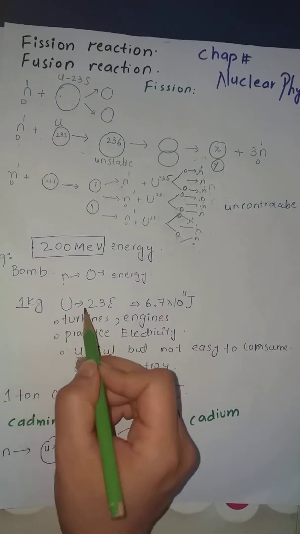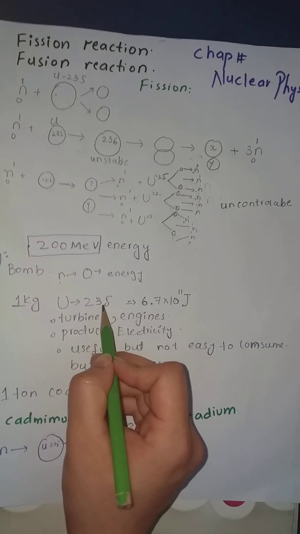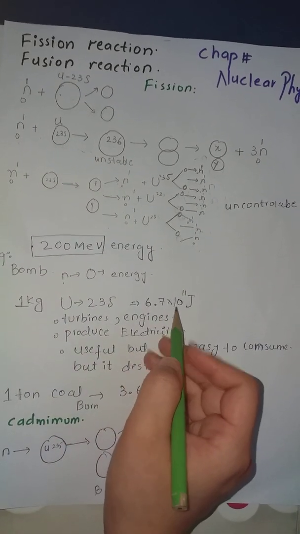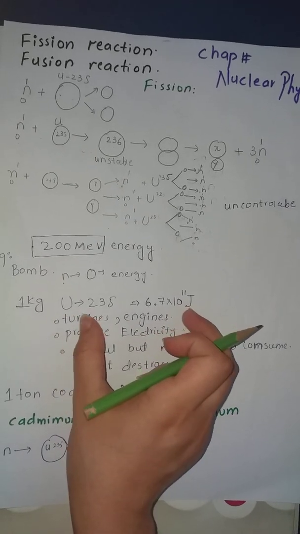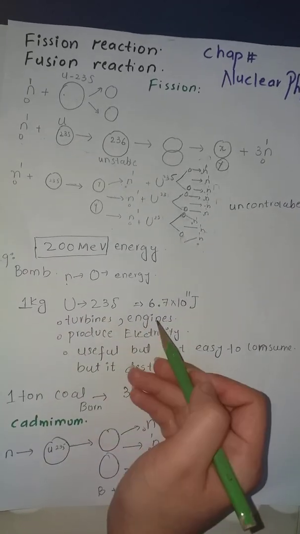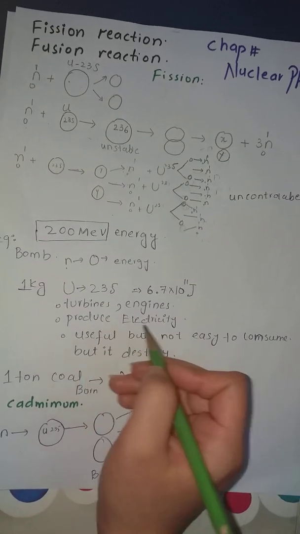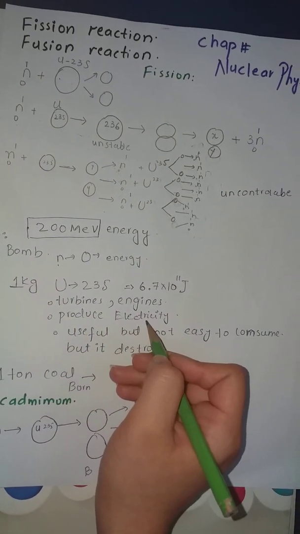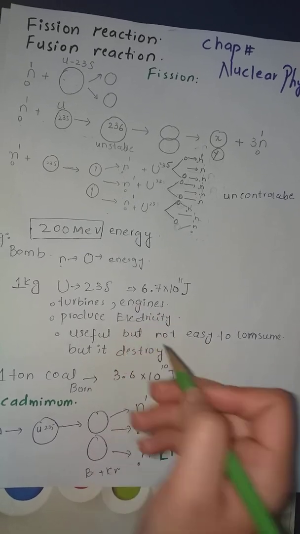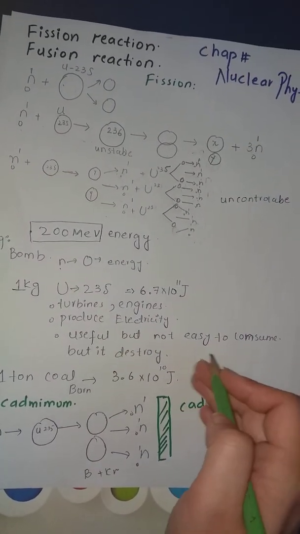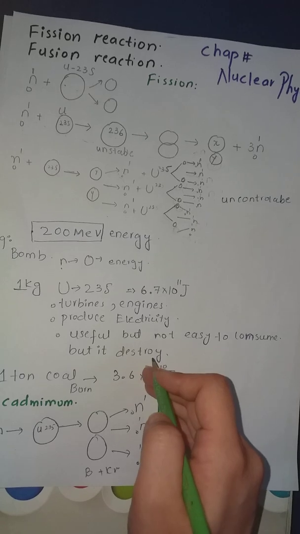अगर हम 1 kg यूरेनियम 235 को लेंगे, ठीक है, तो इसकी टोटल एनर्जी कितनी है, 6.7 इंटू 10⁻11 जाउल. ठीक है, तो इसको हम लोग कैसे कंज्यूम कर सकते हैं, इन टर्बाइंस, इन इंजन्स, it is also used to produce electricity, the flow of water from lower area to higher or from higher area to lower. ठीक है, it is useful but it is not easy to consume, but it destroys.